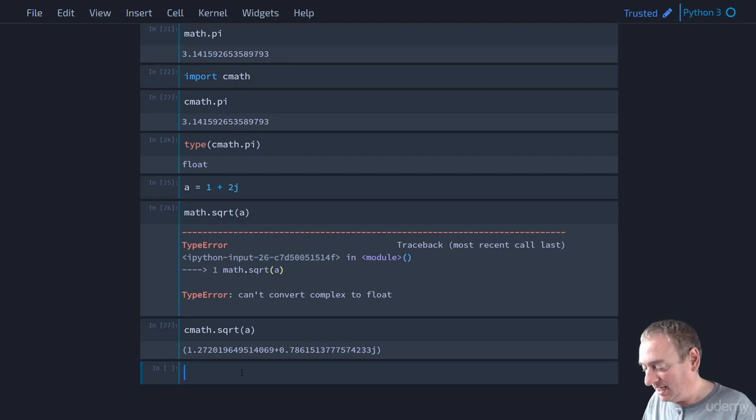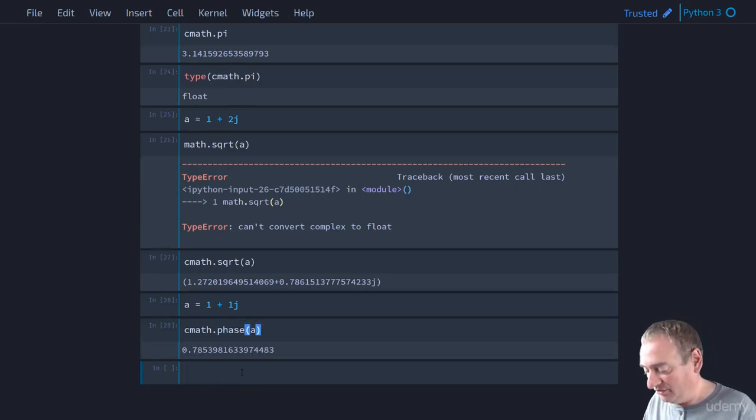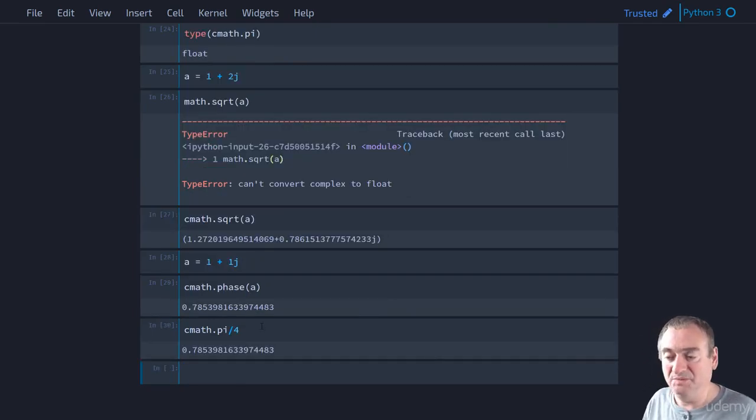So let's take one where we might actually know the phase. Let's say we take a complex number equal to 1 plus 1j, right? So we know that this is a complex number which is at a 45-degree angle to the real axis, and it should have a length, an r value, of square root of 2. It's just the Euclidean distance. So if we say CMath.phase of a, it gives us this value here. And in fact, if we say CMath.pi divided by 4, we'll see that that's approximately the same thing.